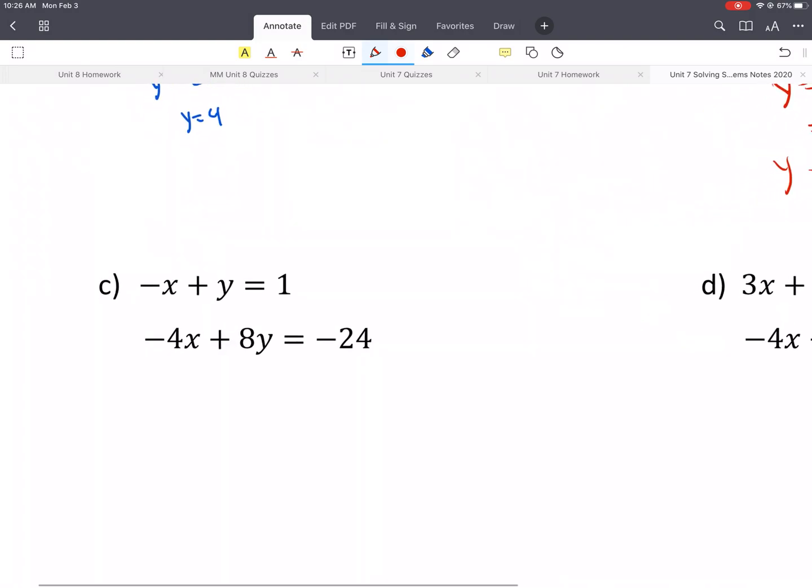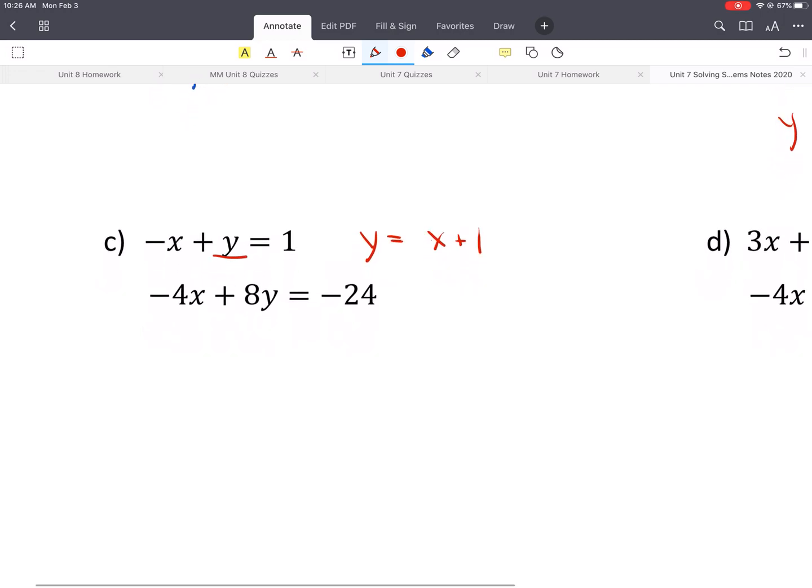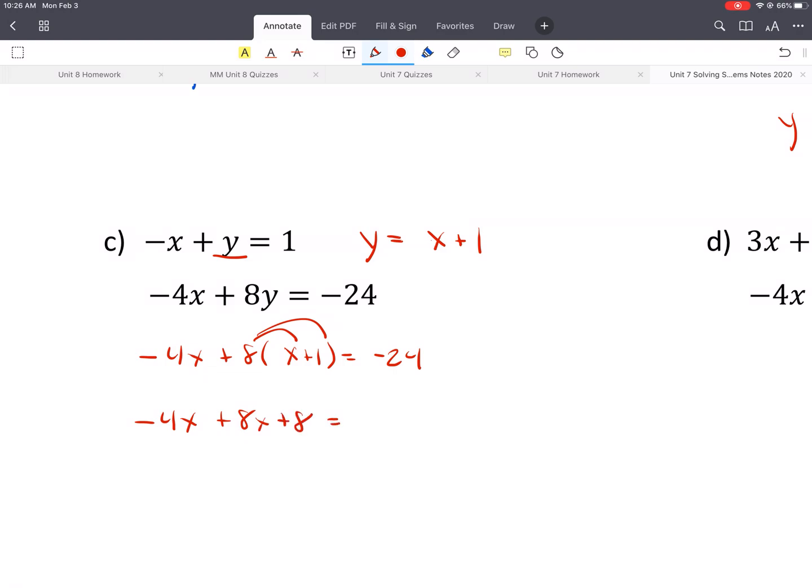Okay, you want to maybe give this one a try. Solve for y. This one's really good to set up for y because it doesn't have a coefficient. So we could rewrite that as y equals x plus 1. And then we'll substitute that in. So negative 4x plus 8 times x plus 1 is equal to negative 24. We'll distribute negative 4x plus 8x plus 8 is equal to negative 24.